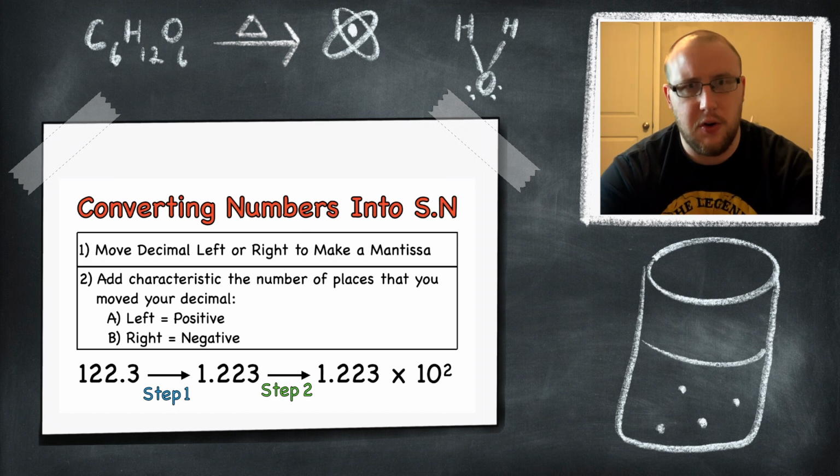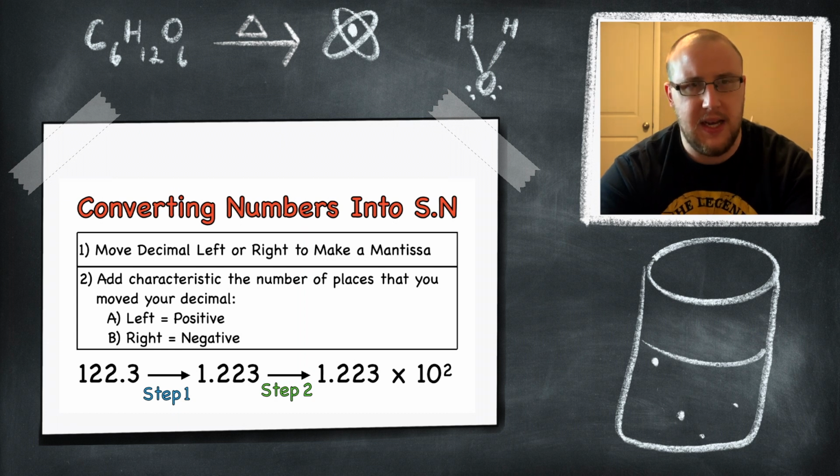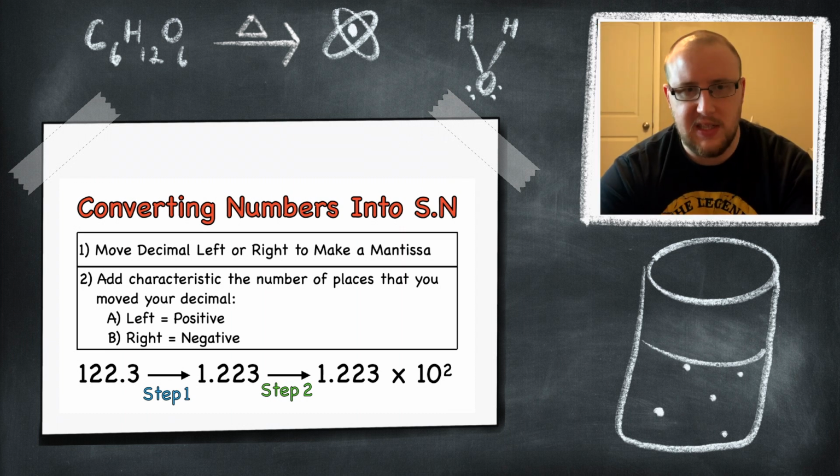Second step is to add the characteristic. We have our mantissa, now we got to make our characteristic. First, you're just going to write down a multiply sign by 10. No matter what, your characteristic has 10. So multiplied by 10. Now we got to figure out what is our power. What are we going to raise our 10 to make our characteristic? The amount of places we moved our decimal place is going to give us our exponent. We moved our decimal place in 122.3 two places to the left. That's going to put a 2 as our exponent. So we have times 10 to the second power.